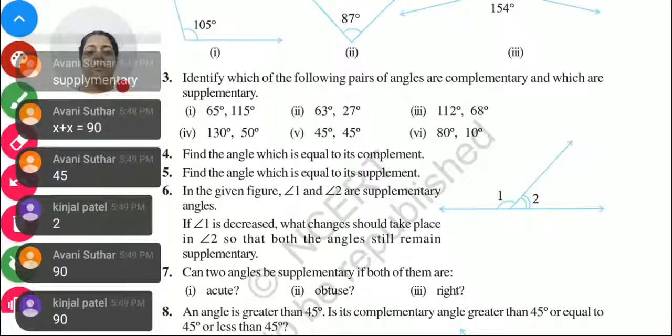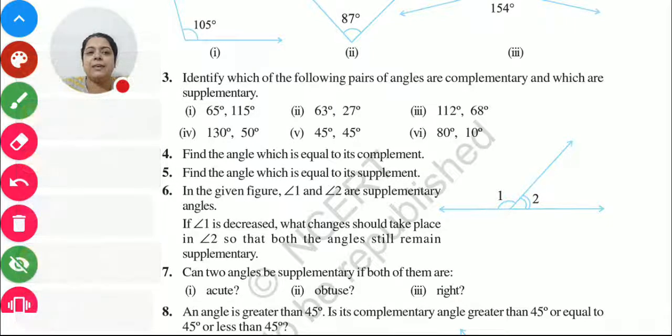A figure is given. In the given figure, angles 1 and 2 are supplementary angles. How can we say that? Undoubtedly yes, because the sum total is 180 degrees. It's already given. Now the question says, if angle 1 is decreased, what changes should take place in angle 2 so that both the angles still remain supplementary? Please listen to this question carefully.